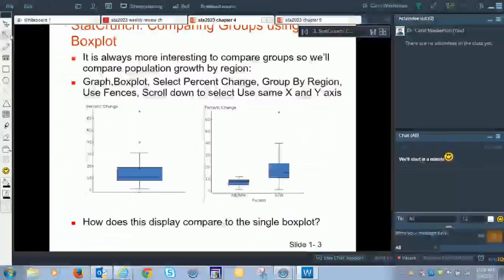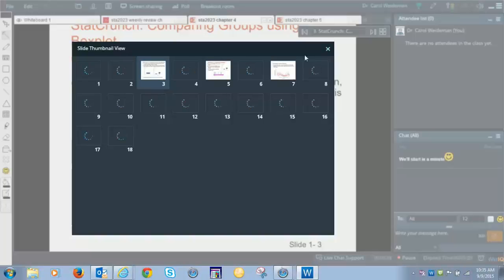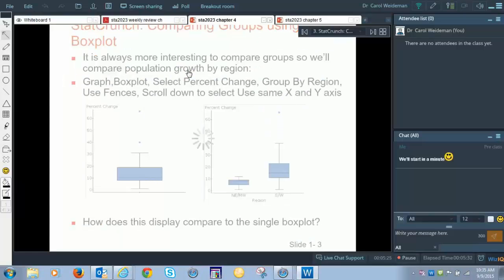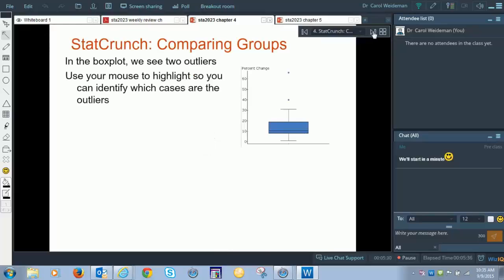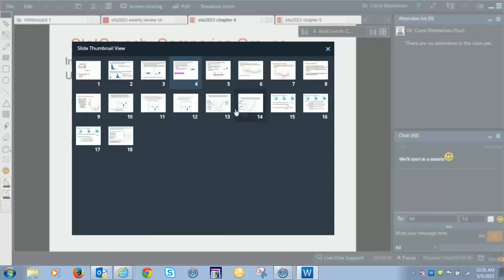So let me go back to WizIQ and stop sharing. And I think it's really helpful because now if you look at this graph, it's a whole lot easier to compare the 2 regions than it was when we had the box plots. I'm sorry, the histograms. Let me just go back to the prior slide where I had the histograms. Nope, going the wrong way.